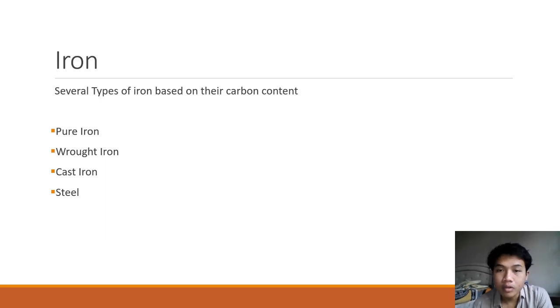Let's talk about pure iron. Pure iron has a very low carbon content, usually less than 0.03%. It is the purest and softest iron that is known today.